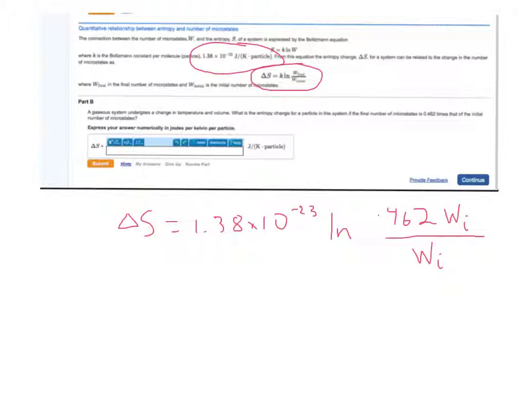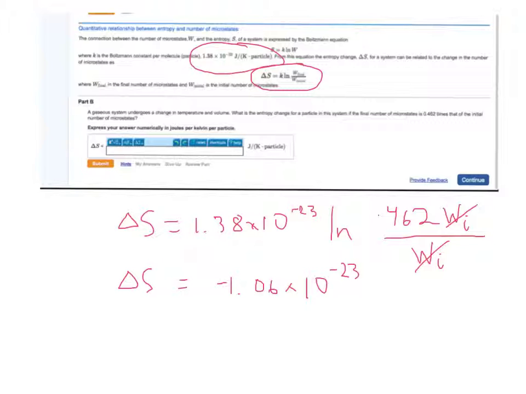So it may not seem like we have everything that we need in this equation, but we do, because we see that Wi just cancels out. So we're left with delta S is equal to 1.38 times 10 to the negative 23rd ln of 0.462. Now you can just plug that into your calculator. So calculating that, delta S is equal to negative 1.06 times 10 to the negative 23rd.